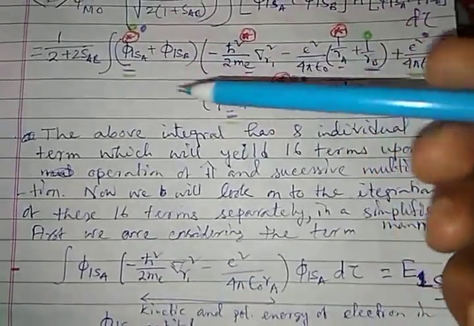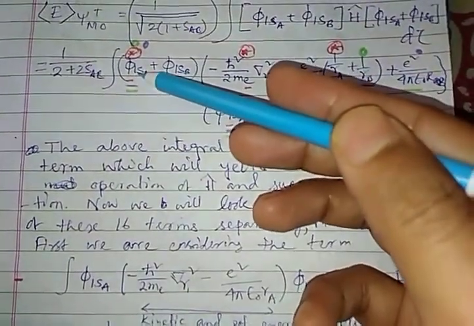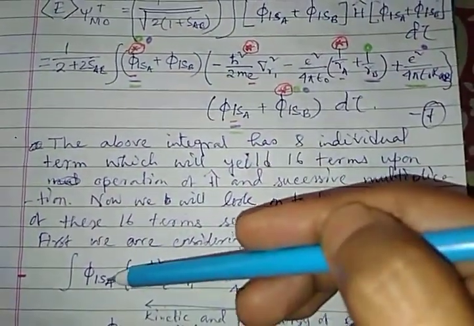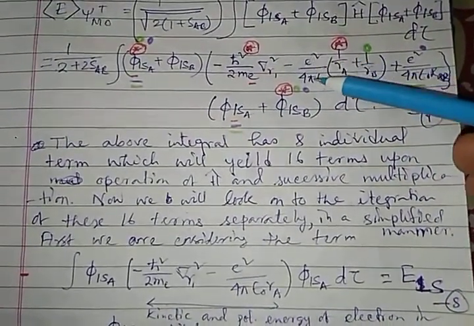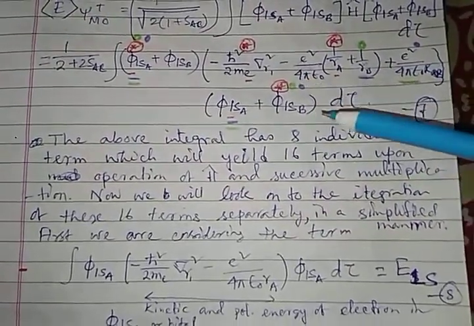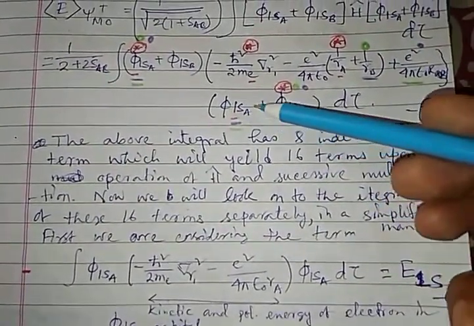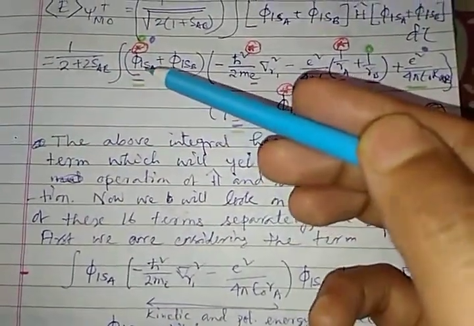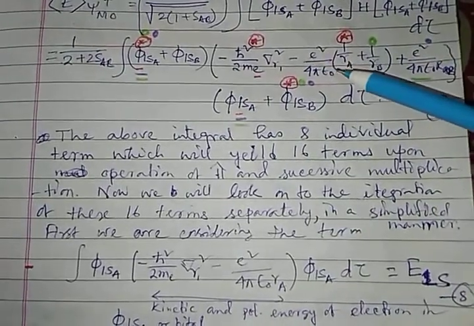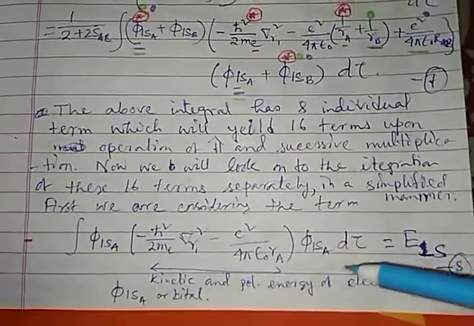Okay. To simplify this integration, we are considering it one by one. First, we will consider this phi 1s. Then we consider the operator, this and this, e square by 4 pi epsilon 0 Ra, minus. So I have considered these two operators. Again, I operated on what? This phi 1s. This function is operated with this and that operator, and the second function is this. That will be my integral 1.